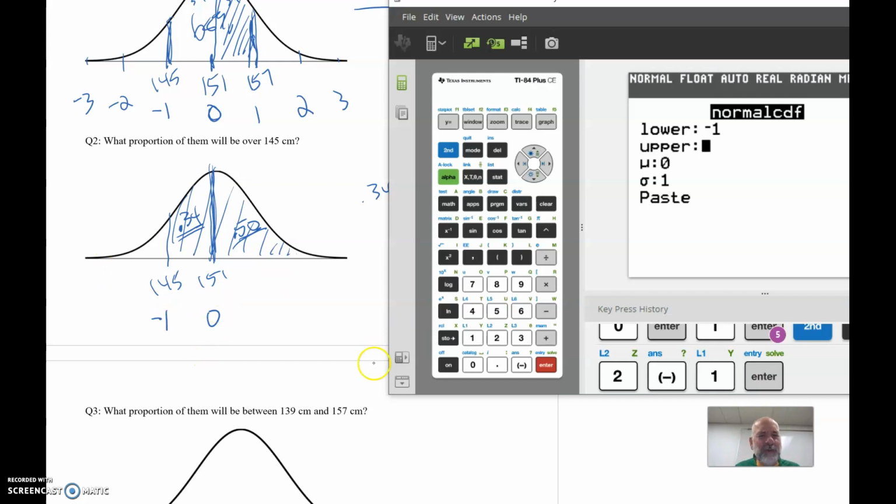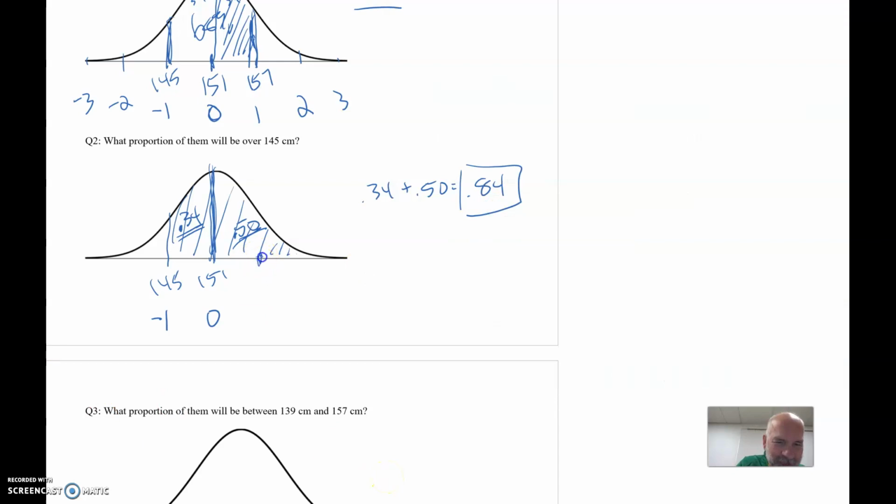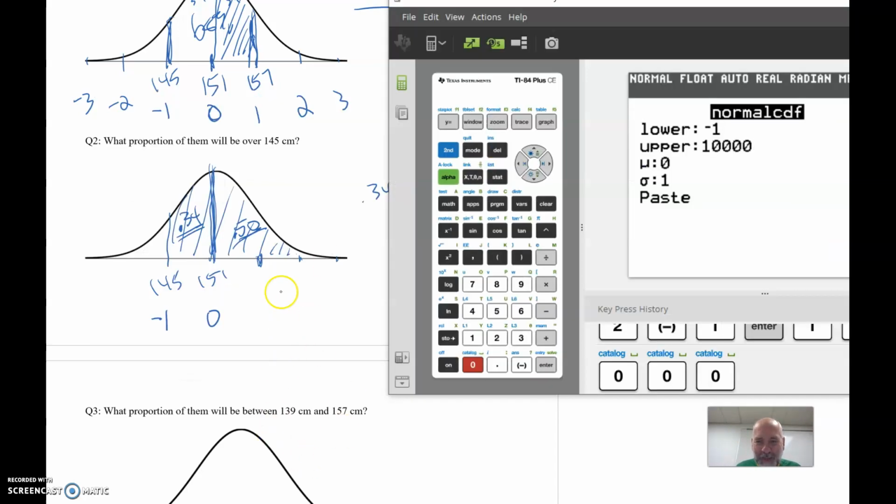This is kind of tricky, right? Because we're going forever and ever to the right. So maybe I need to put something like 10,000. If you're counting by ones here, and you've got 1 and then 2 and 3, we're going out to 10,000. So we're going way out there. Okay, so what would that give me for an answer?